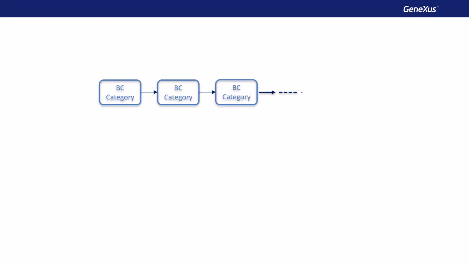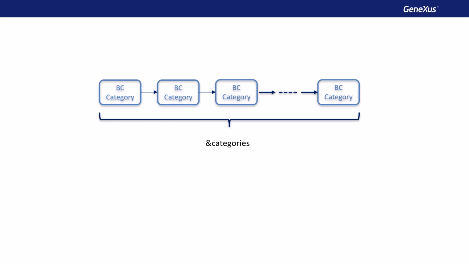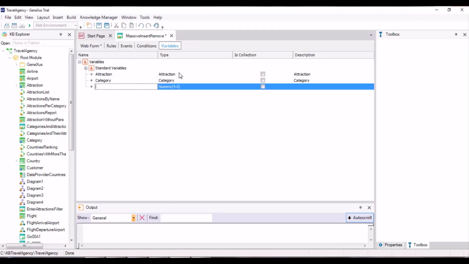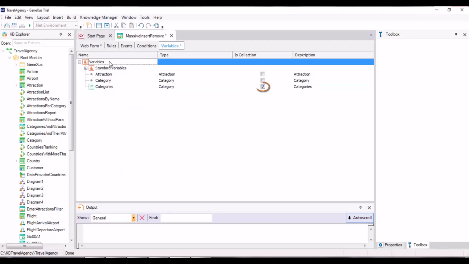If we could obtain a collection variable of business component items corresponding to category, loaded with the categories to be added to the database, we will only have to apply the insert method to this collection variable. Because, as we said in the previous video, this will allow us to insert all the items, which is to say, all the business components in the collection. So, now we only need to obtain this collection. How do we go about it?